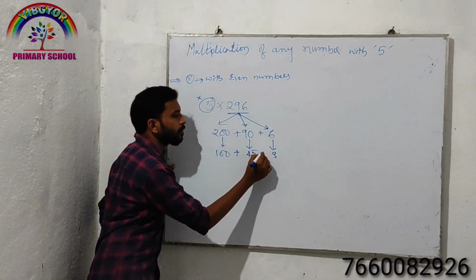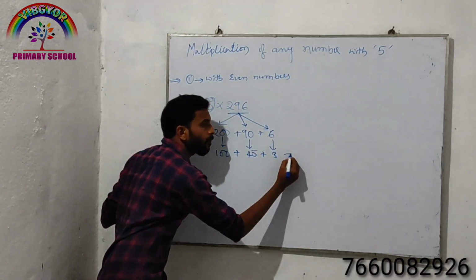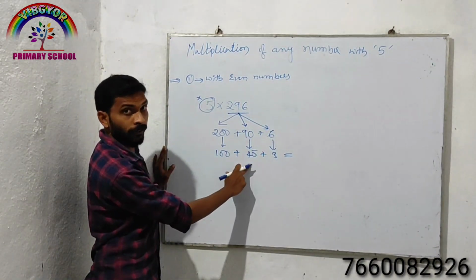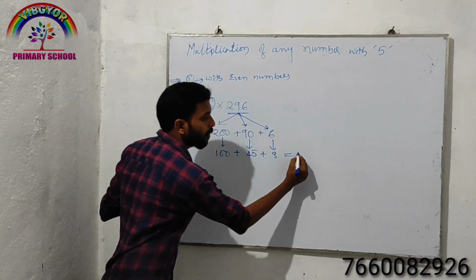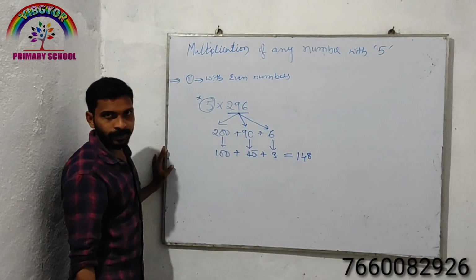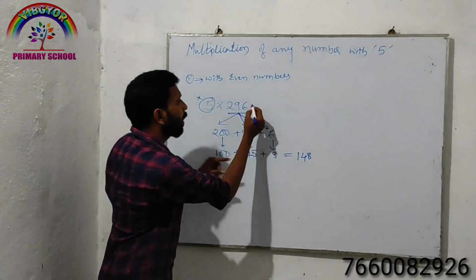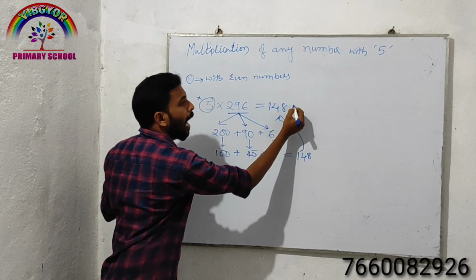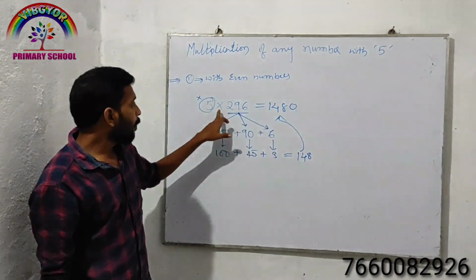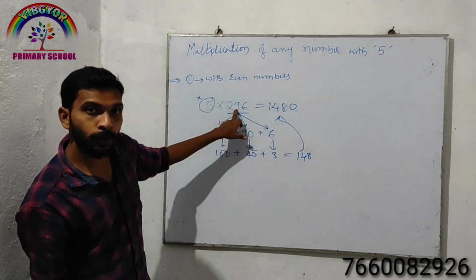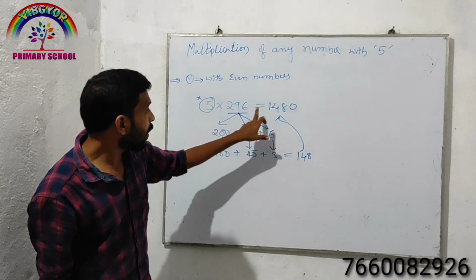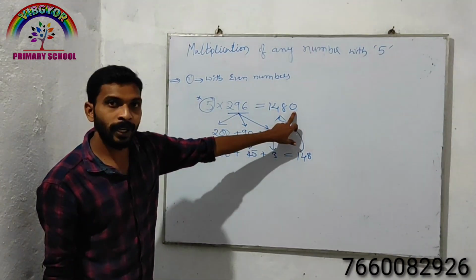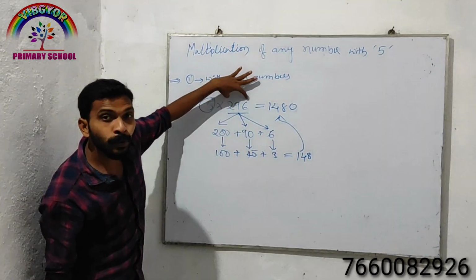Then add these halves. 100 plus 45 plus 3. 3 plus 45 is 48, and 100, which equals 148. Then take this and add 0 to 148 to get the result whenever 5 is multiplied with 296. To get the result, whenever 5 is multiplied with 296, keep 0 here by considering half of this 296.